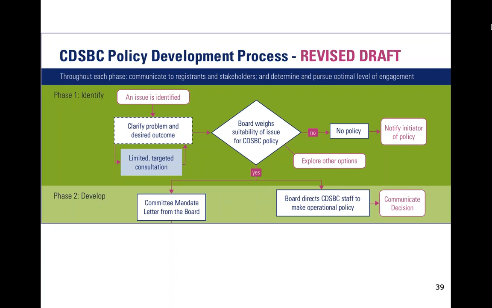So after the issue is identified, there's time spent clarifying the problem and the desired outcome. And there may be some limited targeted consultation there to really get a full understanding. Then it's the board's responsibility to weigh the suitability of an issue for policy. If it's not suitable, no policy is pursued and the initiator of the policy is notified. There may be other options to explore. But if it is suitable for policy, and I'm going to go to the right-hand side here, the board may direct staff to make an operational policy, and then the decision is communicated. But if it is something of a different nature and it's not operational, a committee will be asked by the board to consider the policy, and that's where the mandate letter comes in.